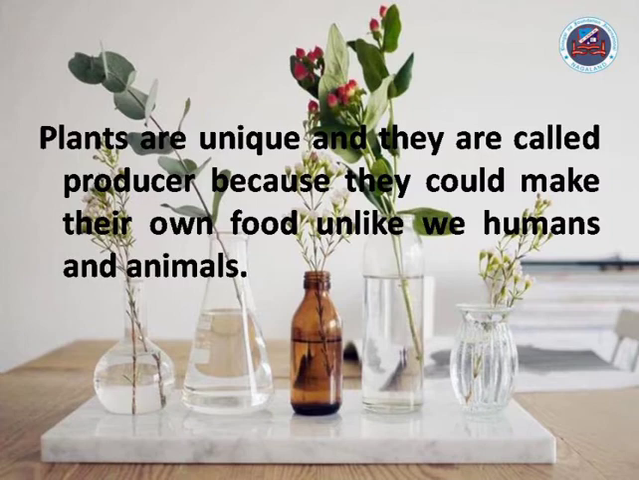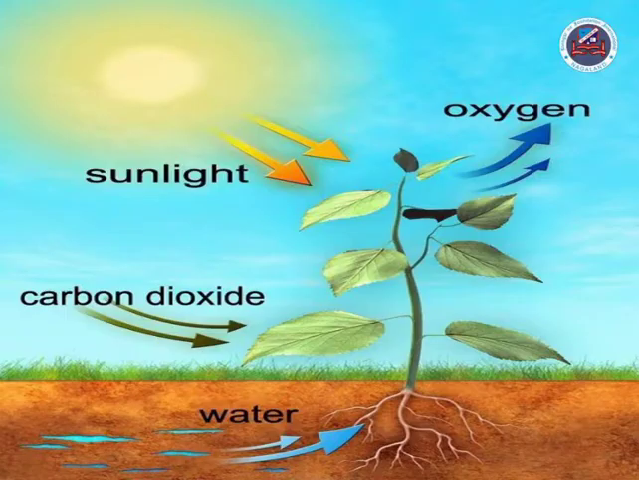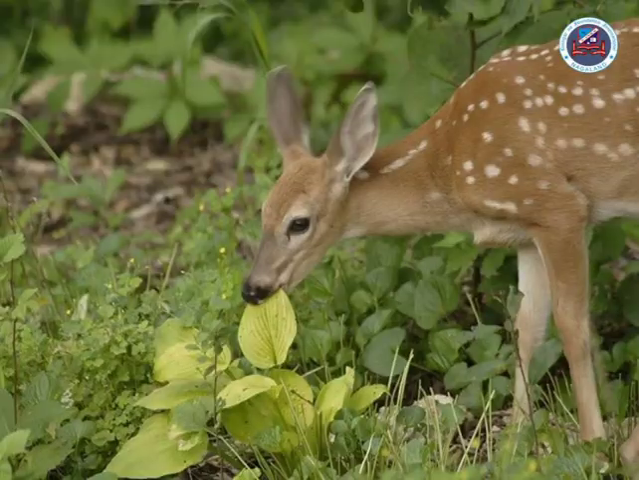So how do plants make food? Plants make food in their leaves with the help of sunlight, water, and carbon dioxide. The plants take in energy from the sun and use it to change water and carbon dioxide into sugar and oxygen. They store the sugar and send back oxygen to the atmosphere. When animals eat a plant, they get energy from the sugar stored in the plant.